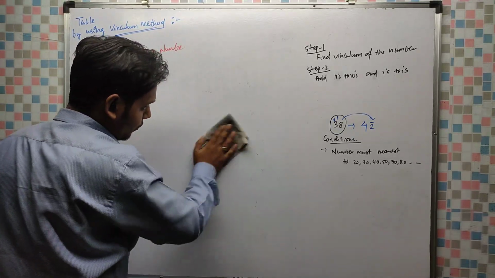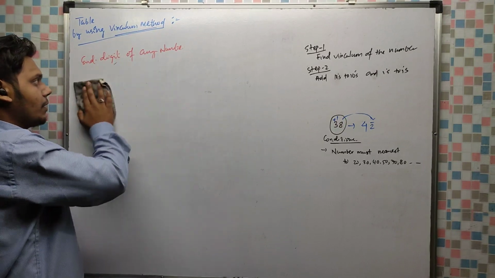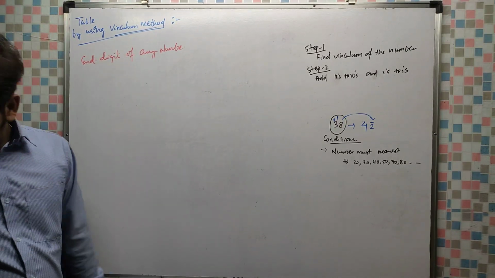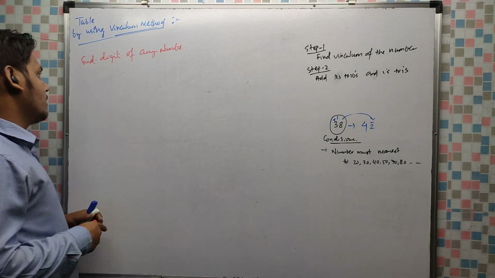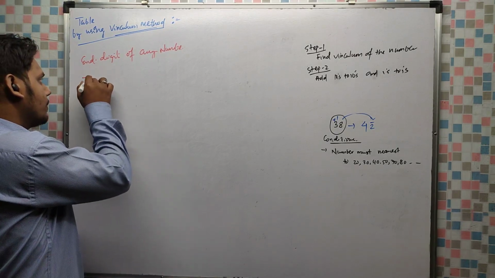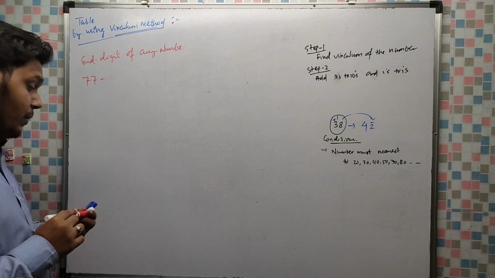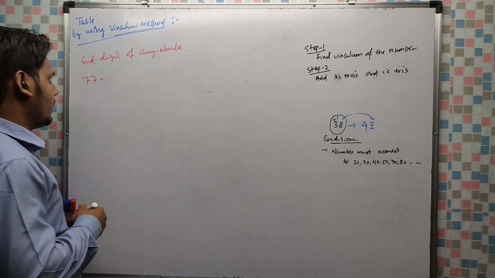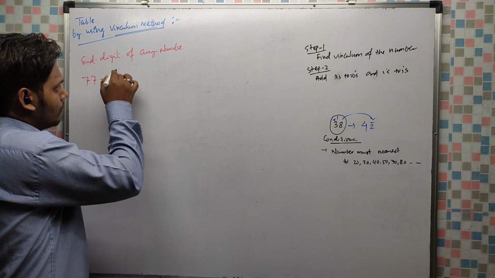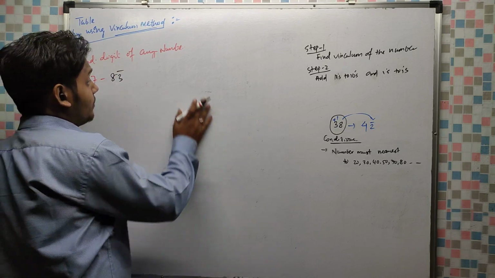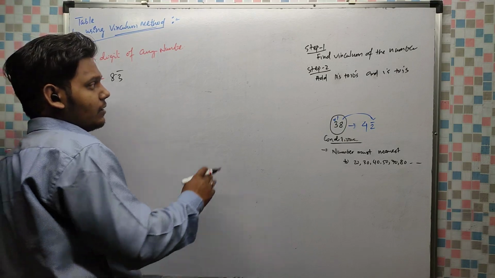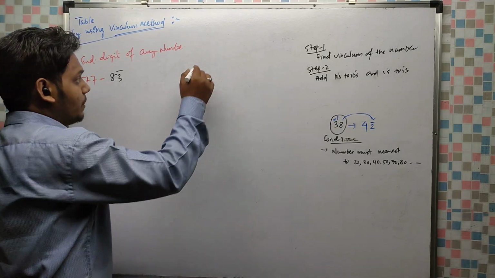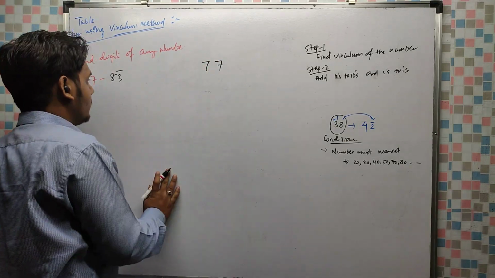Now one more number, let it be 77. We are going to find the 77 table. 77 means what? 8 3 bar. Now in each step you have to add 8 to the tens place and subtract 3 from the unit place. First write the number 77.